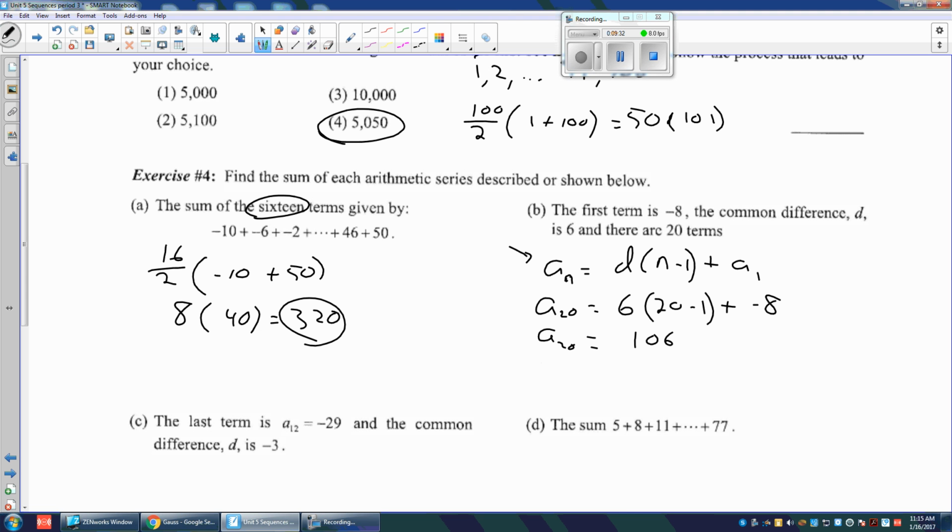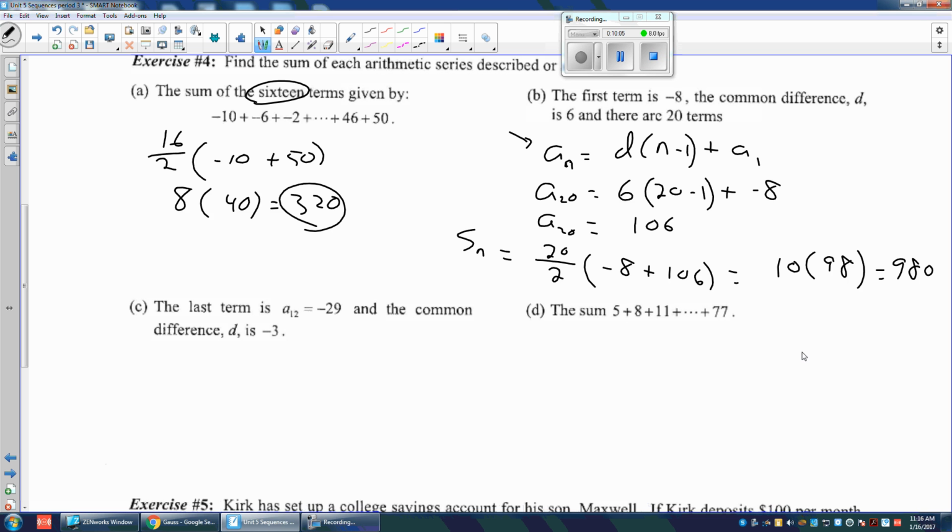So now we still have to find the fact that there are 20 numbers divided by 2, so this is S of n. The sum of them is number of numbers divided by 2 times the first number plus the last number, and that equals 10 times 98, which is 980.